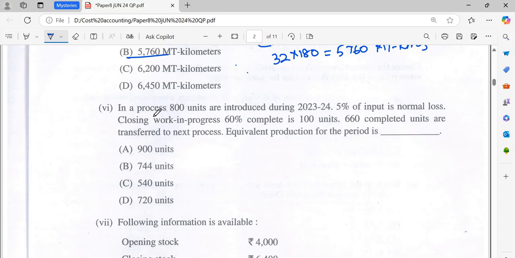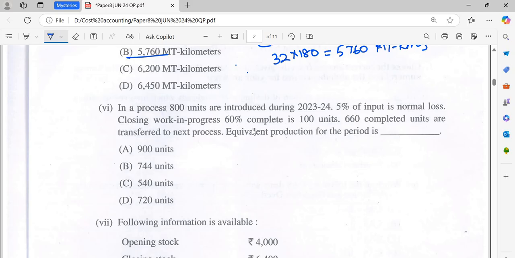In your next sixth question, in a process 800 units are introduced during 2023-24, 5% of input is normal loss. So closing work in progress, 60% complete is 100 units. So 660 completed units are transferred to next process. Equivalent production for the period is dash. So the same kind of question we have in our textbook in multiple choice questions. So you can refer to that.